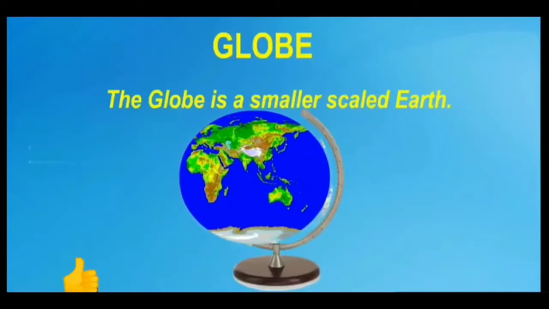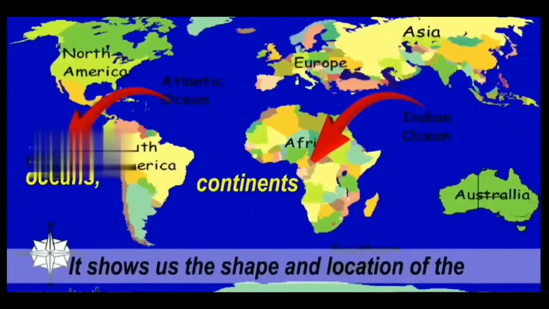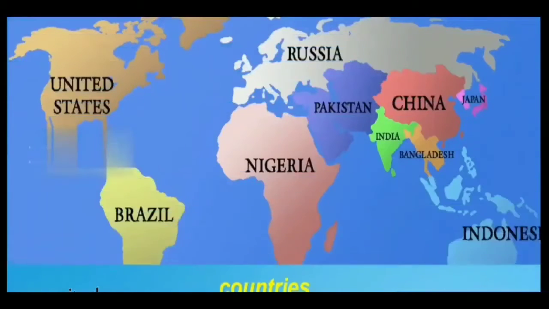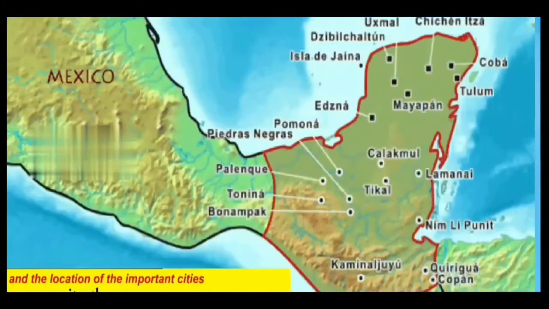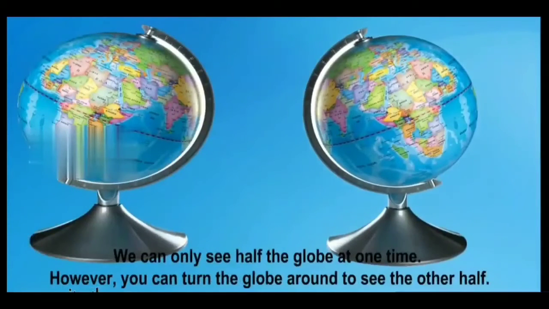The globe is a smaller scaled Earth. It shows us the shapes and locations of the continents, oceans, and countries, and the locations of the important cities as well. We can only see half the globe at one time. However, you can turn the globe around to see the other half.